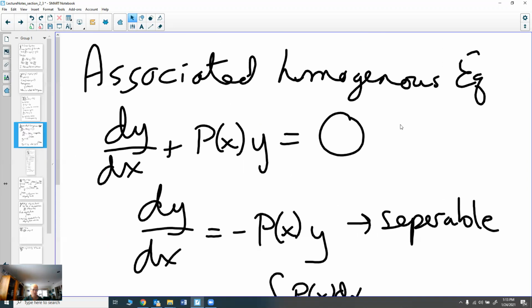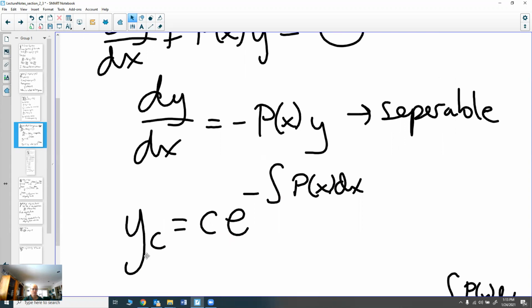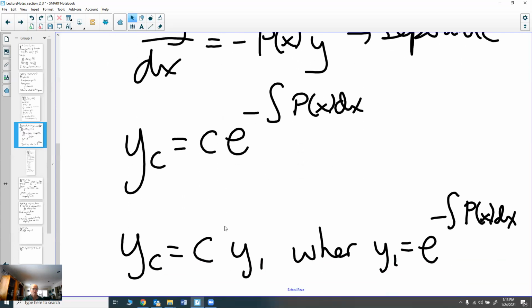So let's start off with the associated homogeneous equation, dy dx plus p of x times y equals 0. Well, if I solve for dy dx, I get dy dx equals negative p of x times y. Well, that's separable. So we can solve that. We already know how to solve that. So y sub c, if I were to separate this, multiply through by the dx, divide through by the y, I'd end up with my complementary solution, which is what this is actually called. My y sub c is c e to the negative integral of p of x dx. Y sub c is equal to c times y1.